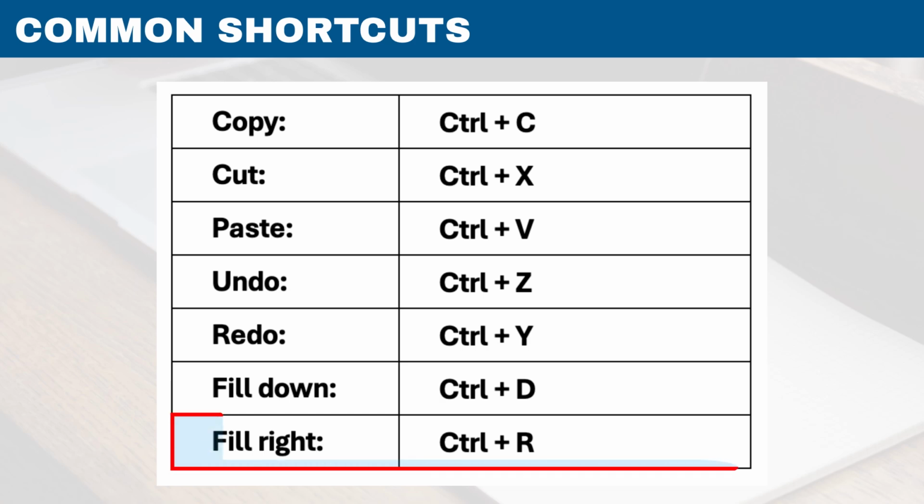To fill right, select the range of cells where you want to fill data right from the leftmost cell and press the Ctrl and R keys simultaneously. The leftmost cell's data will be filled to the right in the selected range.